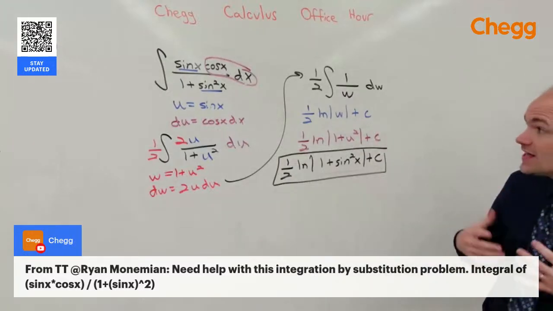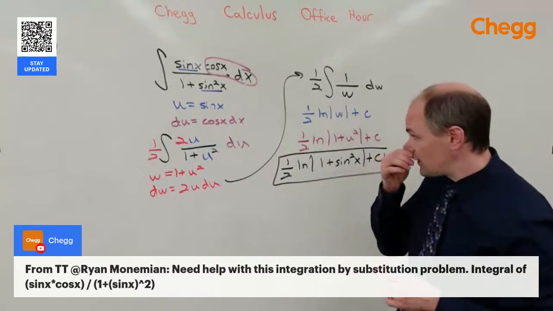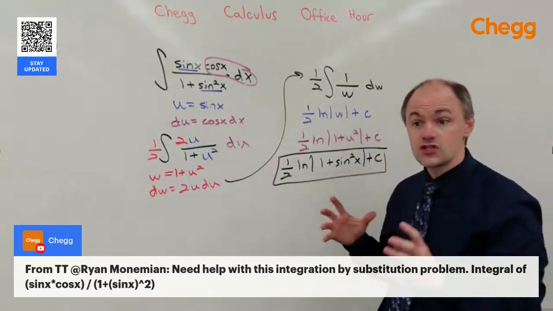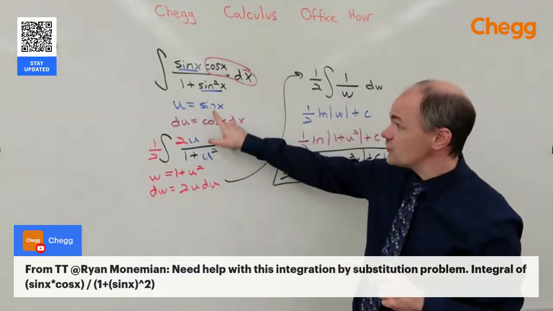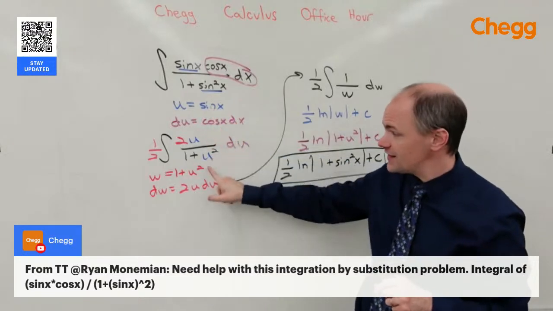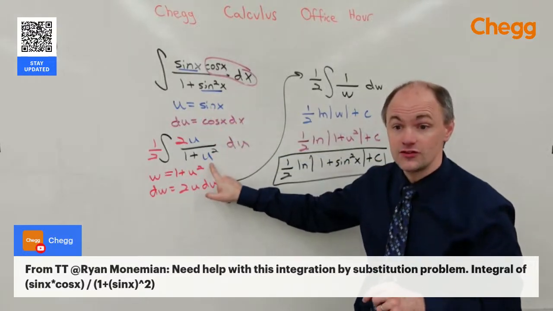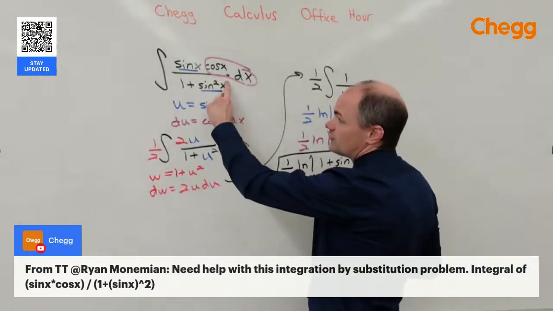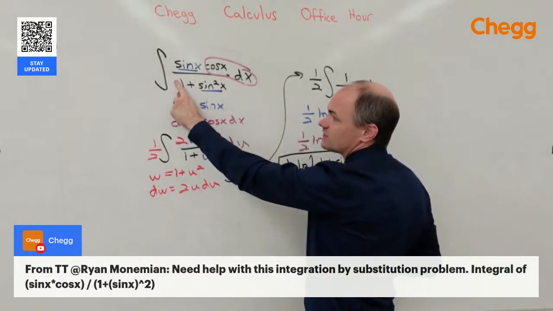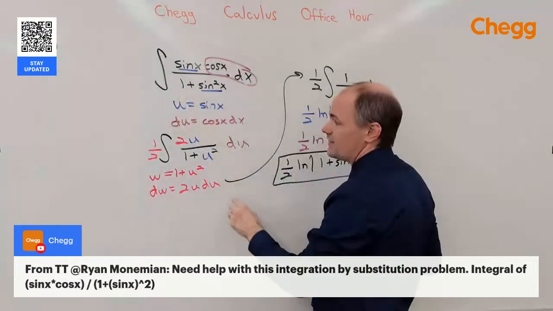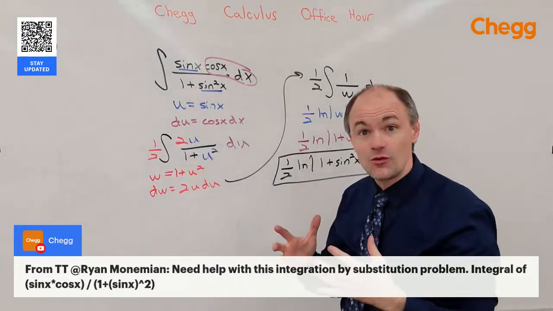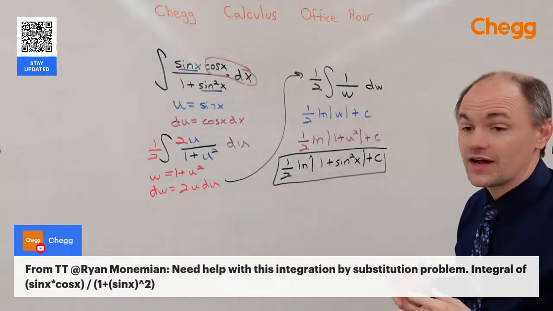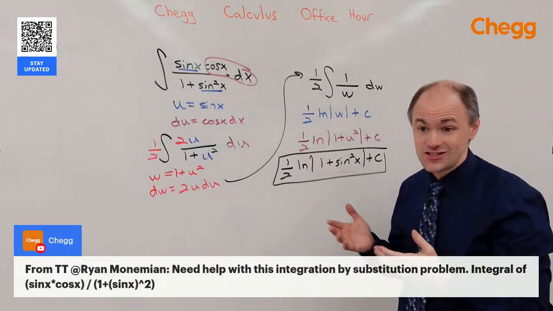Thanks for asking about it. Like I said, there's really a couple ways we could have gone about it. I broke it down into 2 substitutions, where first we took care of the sine and the cosine, then we took care of the 1 plus u squared. If some of you were savvy enough and saw it from the beginning, we could have made this entire 1 plus sine squared my u, and then the du would have done it in exactly 1 step. Both ways work. I'll give you a second to take a screenshot because that's such a great problem.